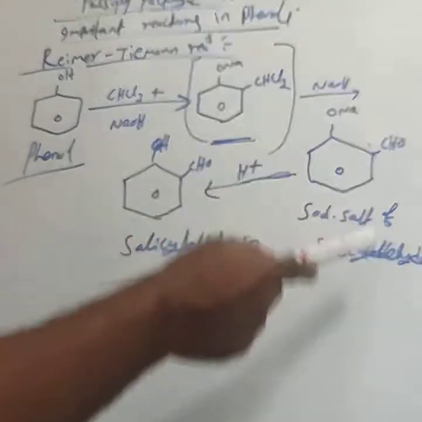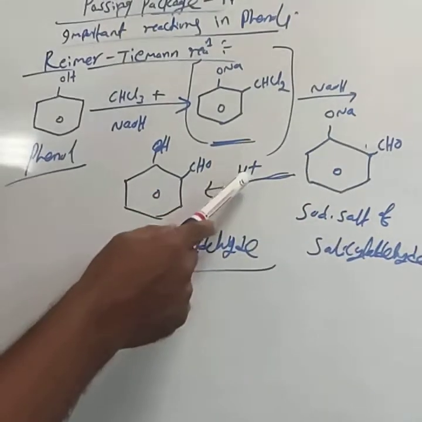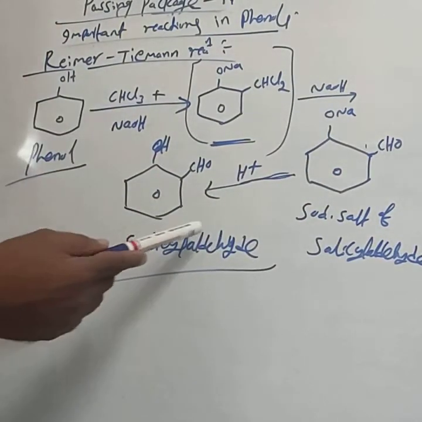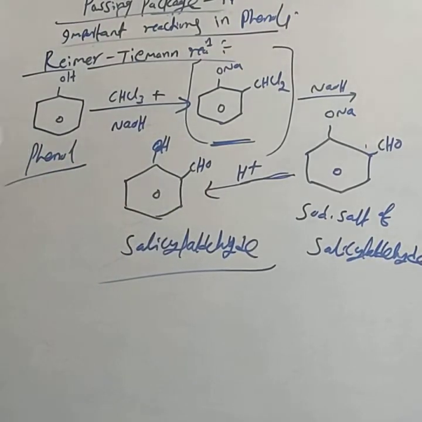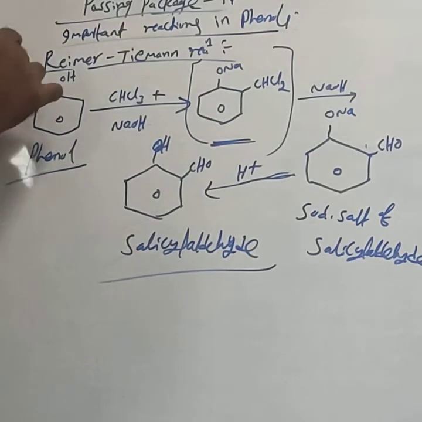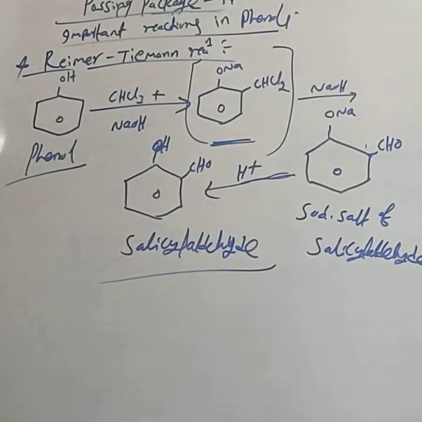That sodium salt of salicylaldehyde, on acidification, forms salicylaldehyde. This is the salicylaldehyde structure. This is about the Reimer-Tiemann reaction. You practice both the Kolbe and Reimer-Tiemann reactions. Definitely you get any one of them as a question in your board exam. This is very important. Next, you consider one more important reaction.